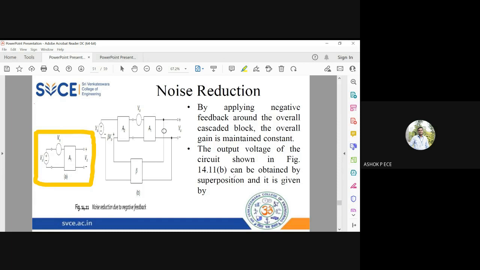In the second diagram, the same A1 and Vn are there. I'm going to introduce a negative feedback, and I'm going to add one more amplifier before Vn. I'm going to call it A2. So the difference between the first diagram and the second diagram is very simple. The first diagram is without feedback, the second diagram is with feedback. I'm going to prove that the second diagram is going to perform better when compared to the first diagram.